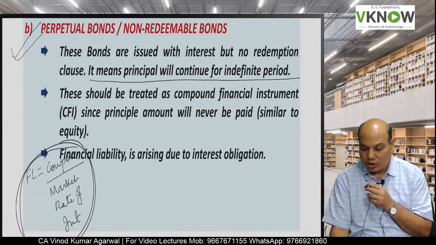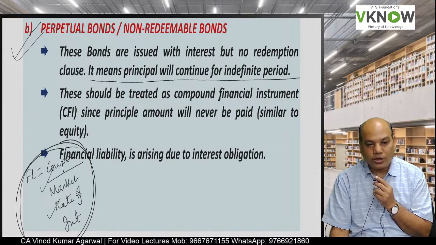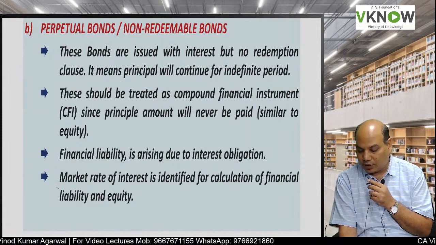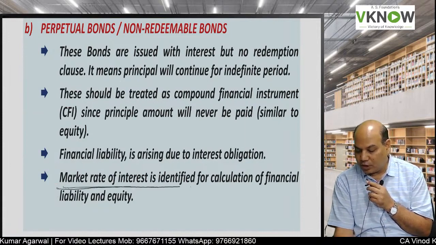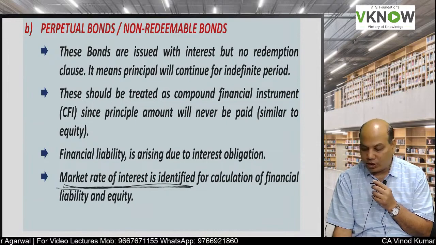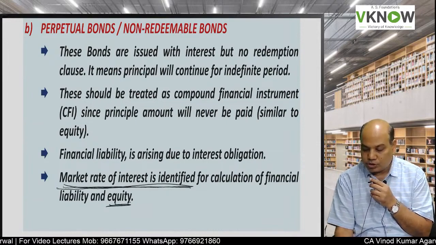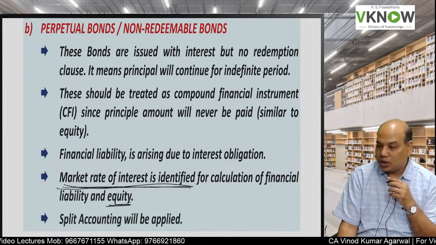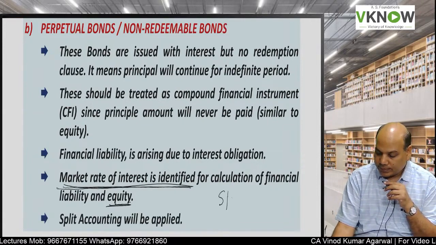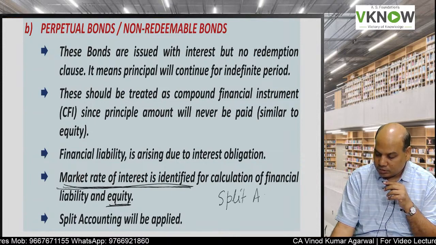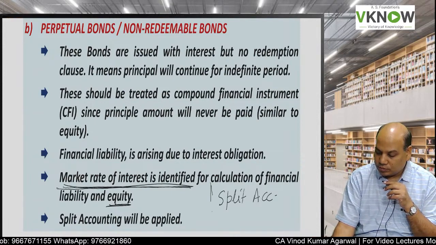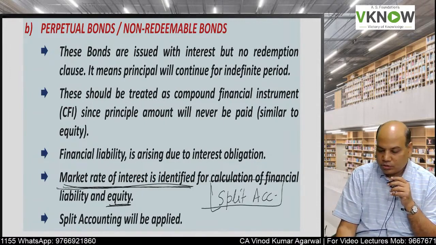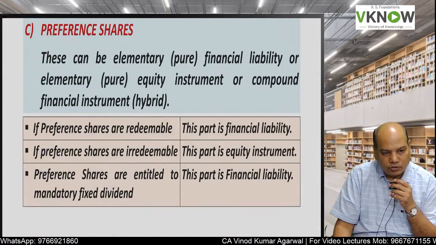So financial liability is the present value of the future interest payment. If there is a difference between the fair value and the present value of the future interest payment, then that portion will be treated as equity. Here split accounting is applied. Split accounting means we will have to find out how much is the financial liability, how much is the equity. So this is how perpetual bond will be solved.